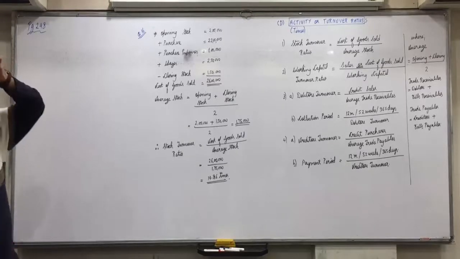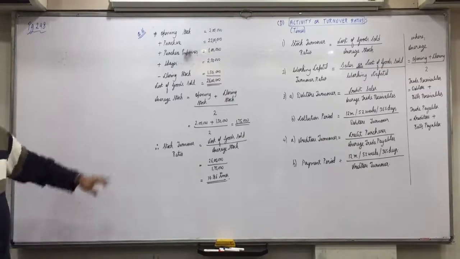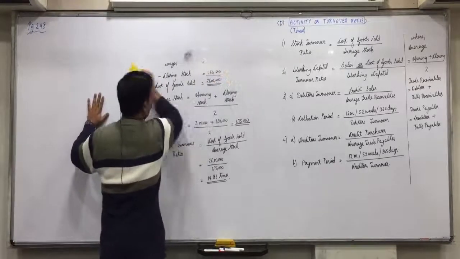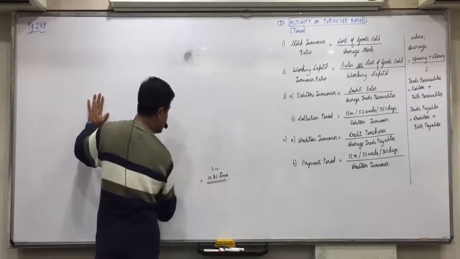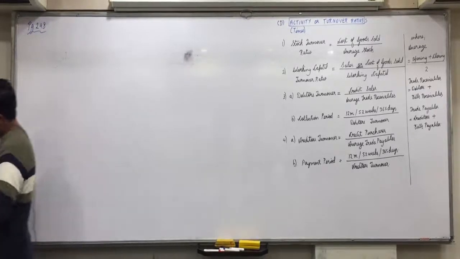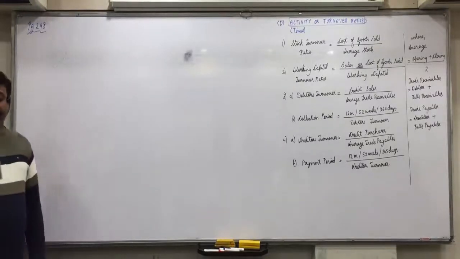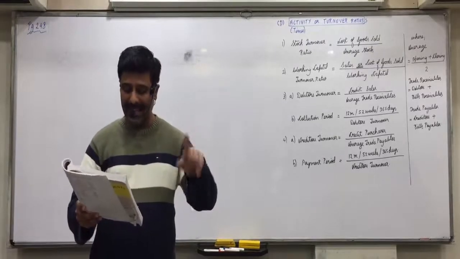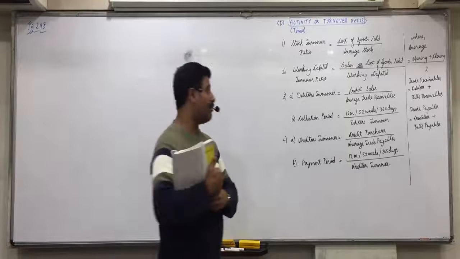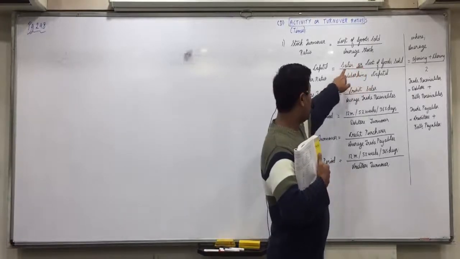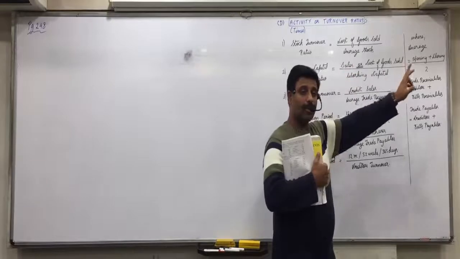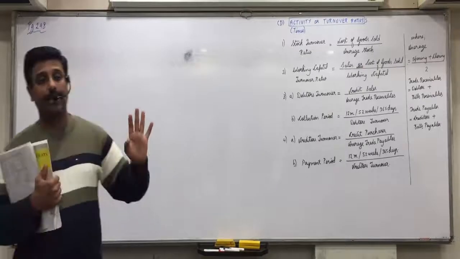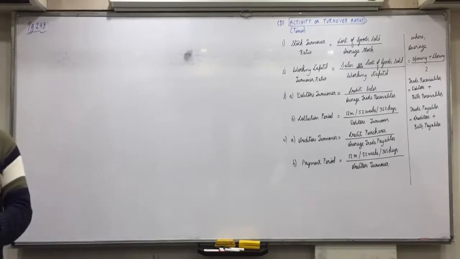Who is still solving the 16th question? Everyone has done it. Now look at the 17th question. Calculate working capital turnover ratio based on sales and cost of goods sold. Means we have to apply both the formulas, one time taking sales in the numerator and one time taking cost of goods sold in the numerator.